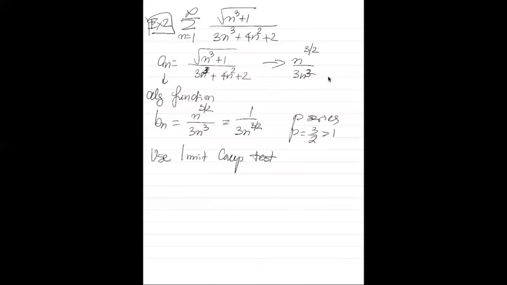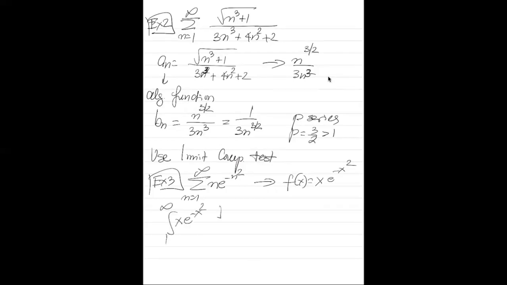All right, moving on. Example 3. Sigma n e to the negative n squared, n from 1 to infinity. Now, if you look at this nth term, think about a function that corresponds to it. Instead of n, you put x: x e to the negative x squared. Well, that seems easy to evaluate, this integral. This is easy to evaluate.